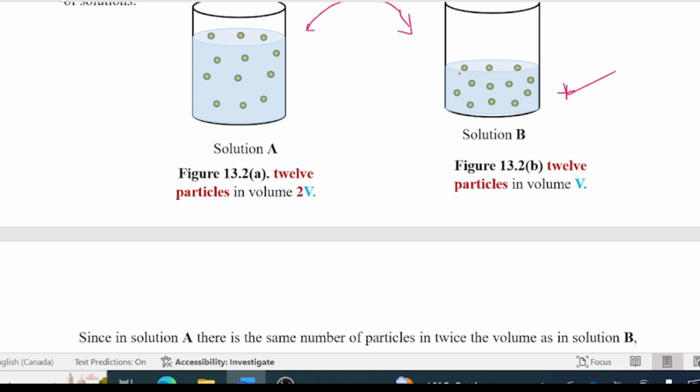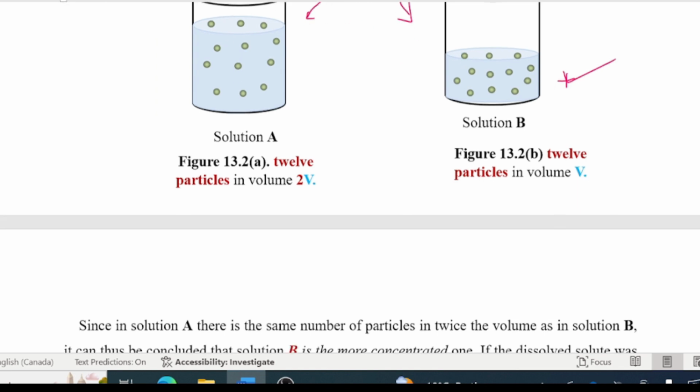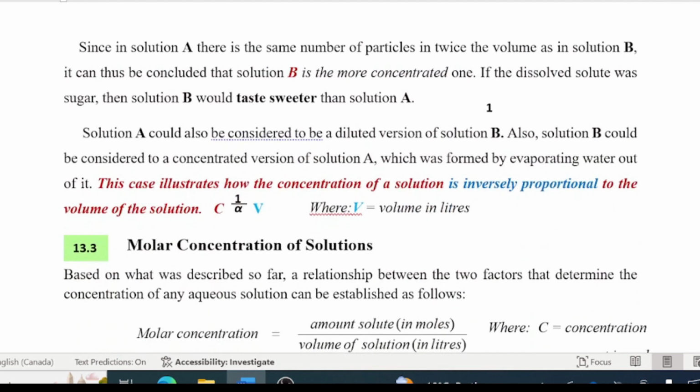You can see as the volume increases here, the concentration decreases. So there's an inverse relationship. So we say now that concentration is inversely related to the volume, and here volume is in liters. You measure volume in liters. So when you do concentration problems and volumes are given in milliliters, you'll have to change that to liters.